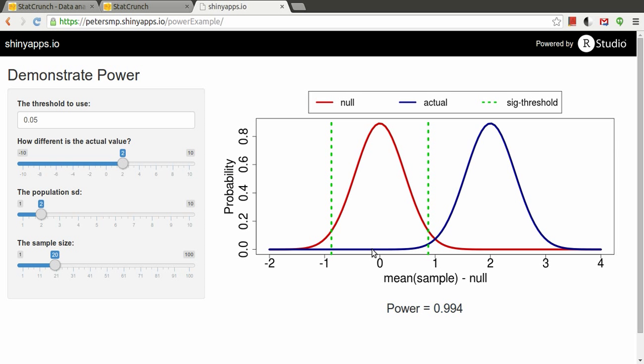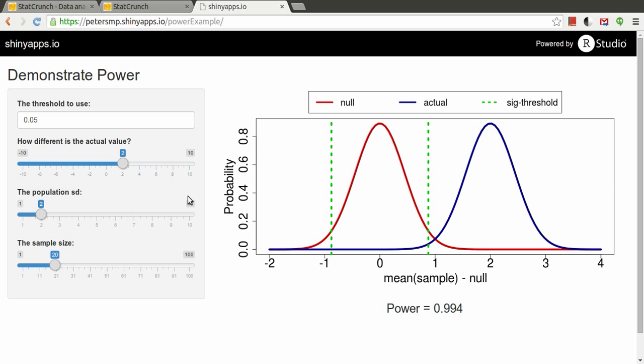So in our power example, I just want to show you a few things that we can look at. Here we have a case where we have the mean of a sample minus the null. So here we are saying that 0 means that the true value is actually 0, and that's the mean we calculated in our sample. So our null hypothesis is centered around 0. These green lines represent the significance threshold. So with a threshold alpha value of 0.05, we would need to get a value of greater than about 0.89 there, or less than -0.89, in order to reject the null.